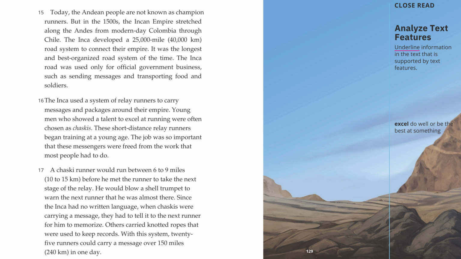He would blow a shell trumpet to warn the next runner that he was almost there. Since the Inca had no written language, when chasquis were carrying a message, they had to tell it to the next runner for him to memorize. Others carried knotted ropes that were used to keep records. With this system, 25 runners could carry a message over 150 miles, 240 kilometers, in one day.